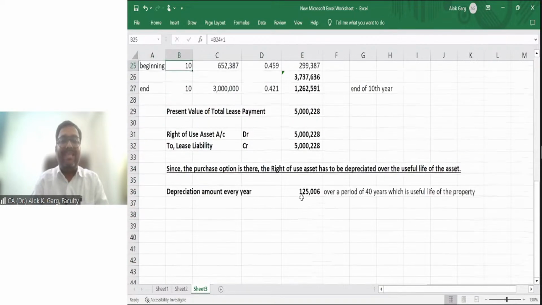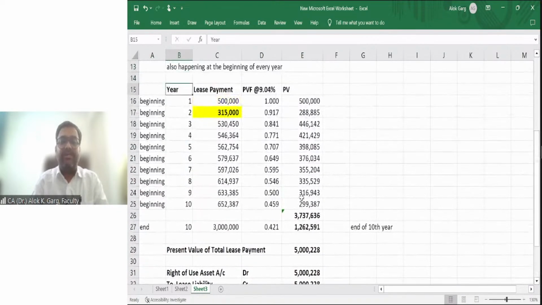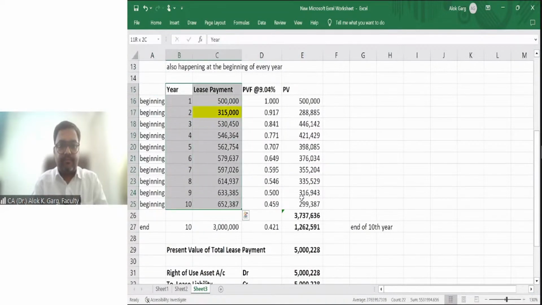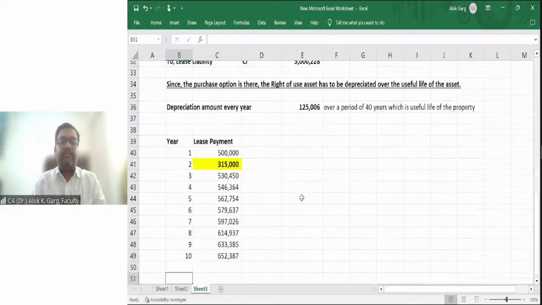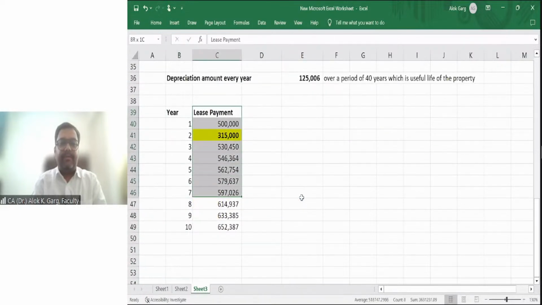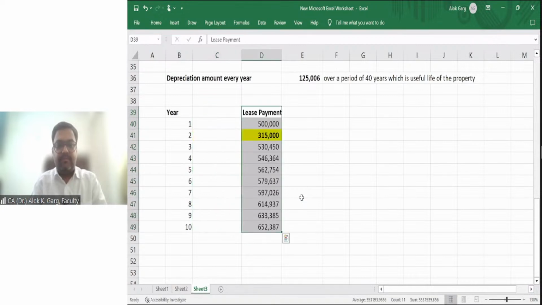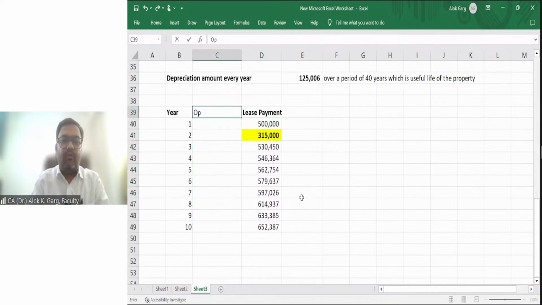Sir, how should the lease liability schedule be made? So let's make a lease liability schedule also. This is my lease payment. This is my opening balance of lease liability. This is my interest cost at the rate of 9.04%. This is my closing balance.